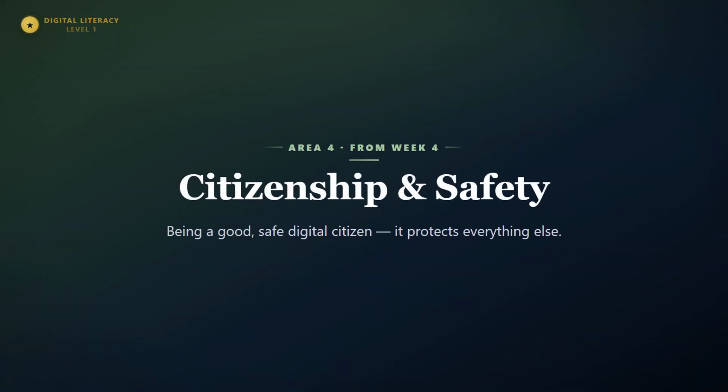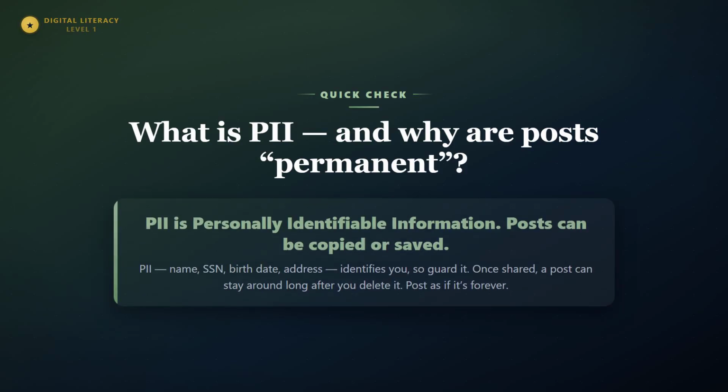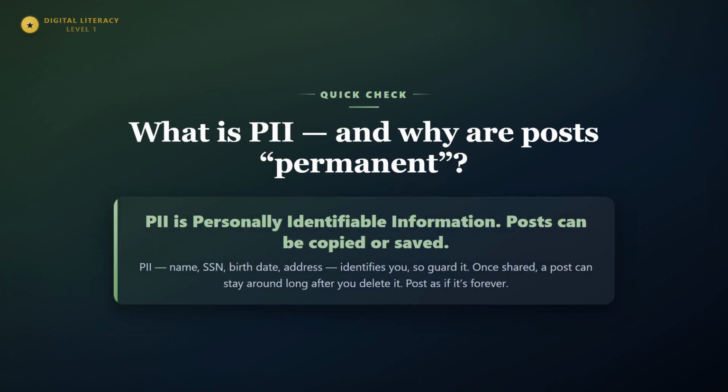Our last area is the one that protects everything else, being a good, safe digital citizen. Week 4. What does PII stand for, and why do we say the things you post online are permanent? PII means personally identifiable information, details that can identify you, like your full name, social security number, birth date, or address. Guard it carefully, and we call posts permanent because once something is shared, others can copy, screenshot, or save it, so it can stay around long after you delete it. Post as if it's forever.